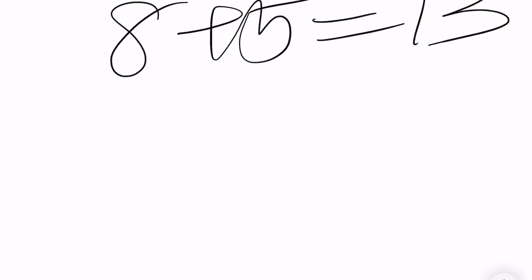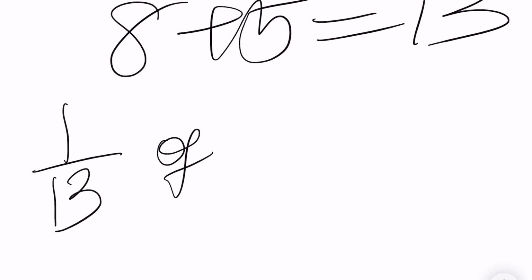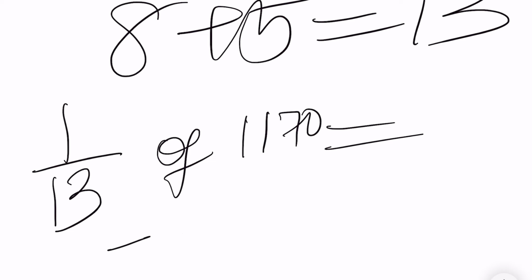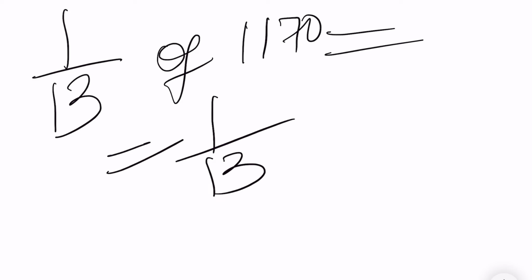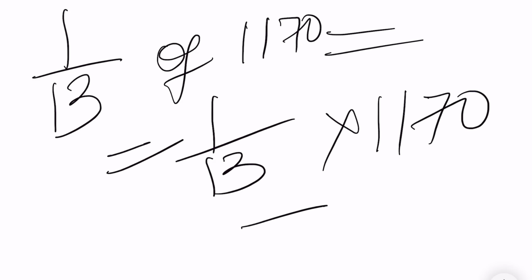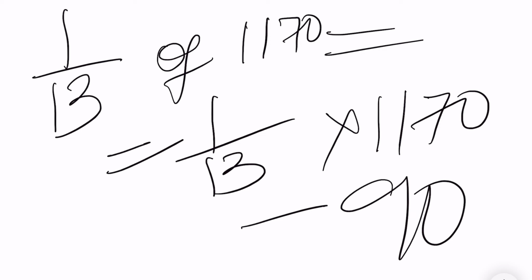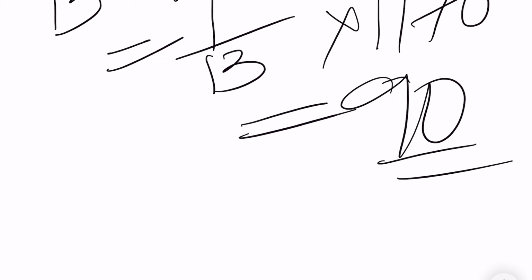So 1/13 of 1,170 is 1/13 times 1,170. Here is 90. We have it to be 90.